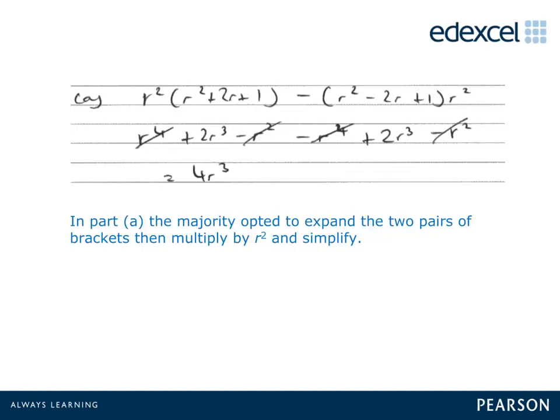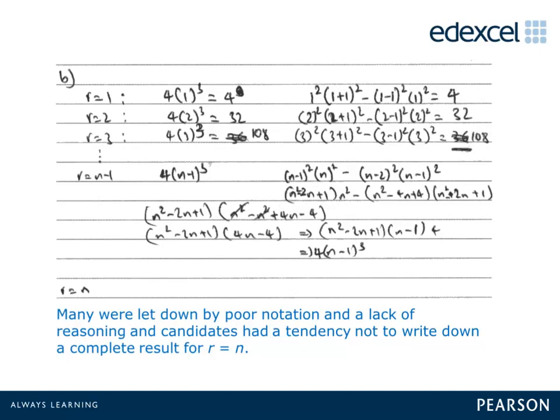In Part A, the majority opted to expand the 2 pairs of brackets, then multiply by r squared and simplify. Many were let down by poor notation and a lack of reasoning, and candidates had a tendency not to write down a complete result for r equals n.